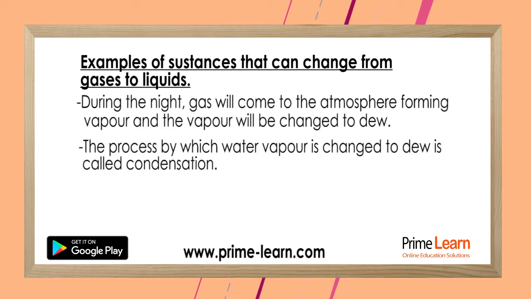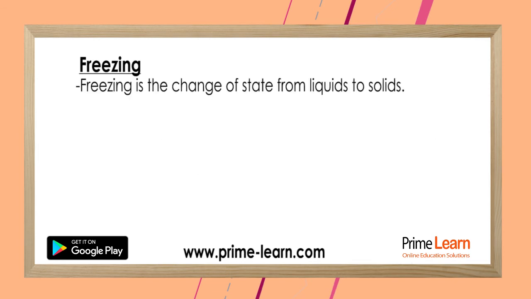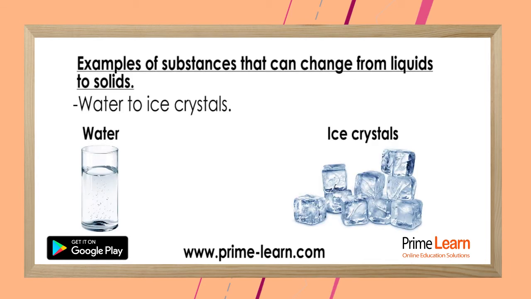My dear friend, let us go straight away and see our next process by which states of matter change. We have freezing. F-R-E-E-Z-I-N-G. Freezing. Freezing is the change of state from liquids to solids. This is very interesting. Have you ever imagined that liquids can change to solids? Now today you're going to see it. Liquids can easily change from liquid state to solid state. Let us see some of the substances that change from liquid to solid state.